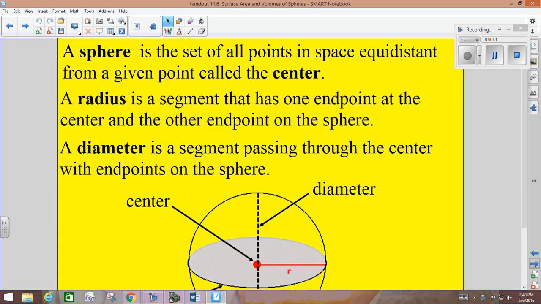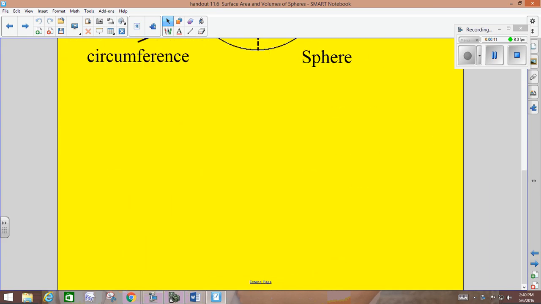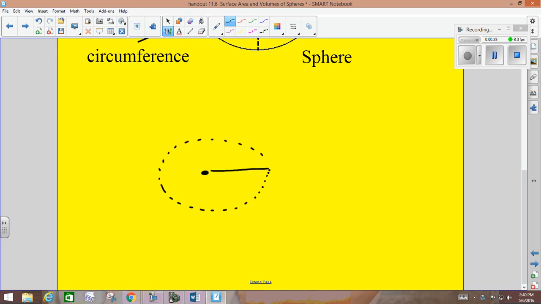So, at the top, the definition of a sphere is the set of all points in space equidistant from a given point called the center. Last chapter, in chapter 10, when we were doing area of polygons, we defined a circle as the set of points equidistant from a given point on a plane. So if I wanted to measure all the points that were 5 inches from that point, I would measure around and all these points would be so close together that they would make a circle.